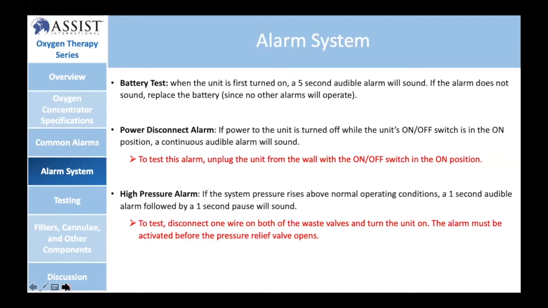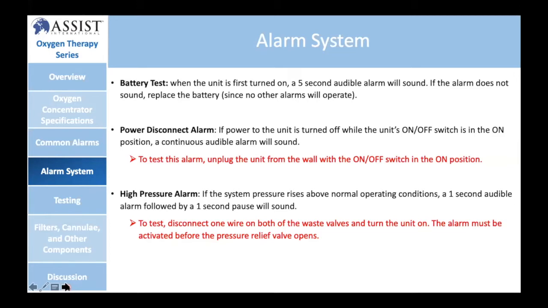There's a high pressure alarm. This is another way to test the alarm system. If the system pressure rises above the normal operating conditions, a 1-second audible alarm followed by a 1-second pause will sound. So to test this, you disconnect one wire on both of the waste valves and turn the unit on.